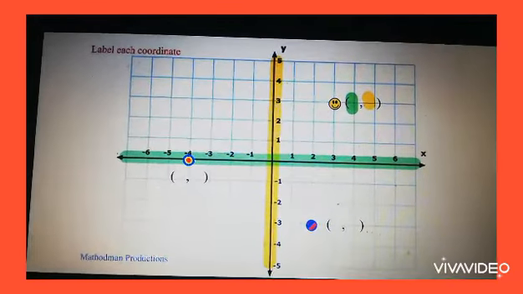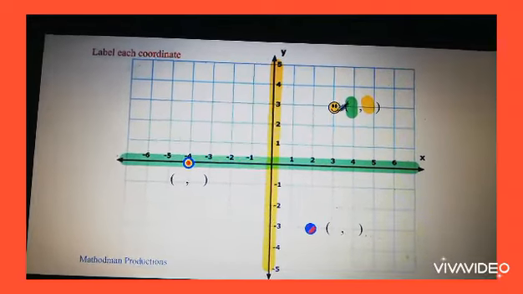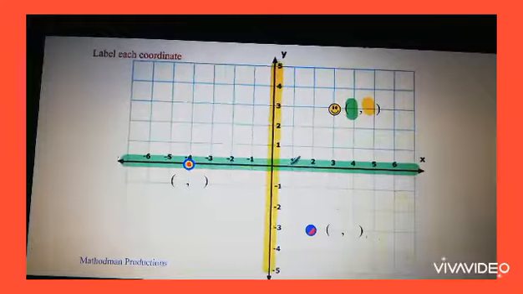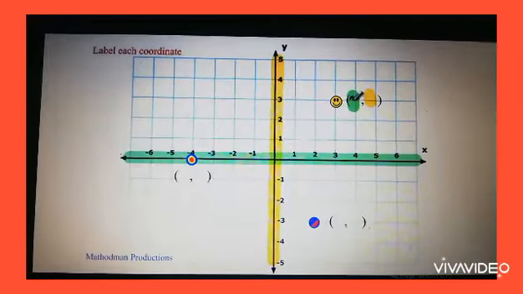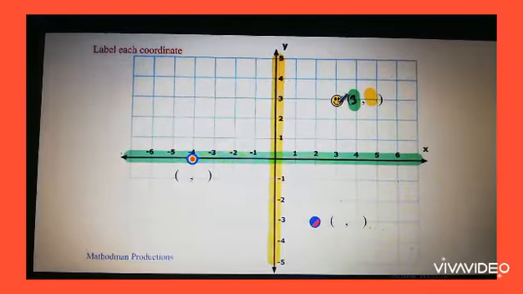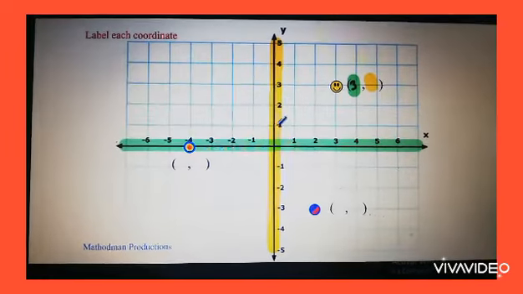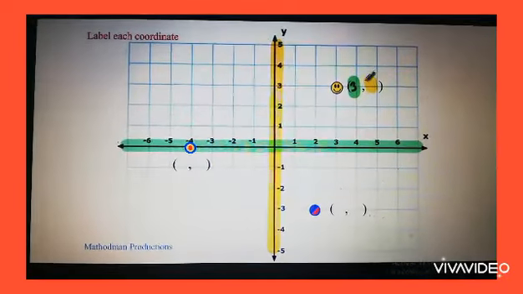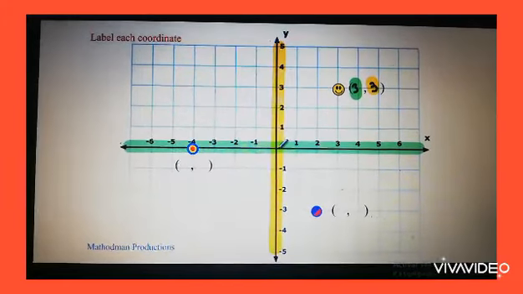So let's get started. To look for the x coordinate first, we start from the origin, counting horizontally 1, 2, 3, and 3 would be your x coordinate. Now for y, the same thing. We start from the origin, counting 1, 2, 3, and 3 will be your y coordinate.